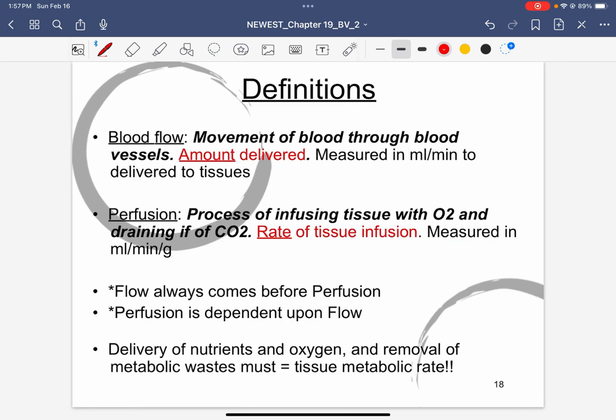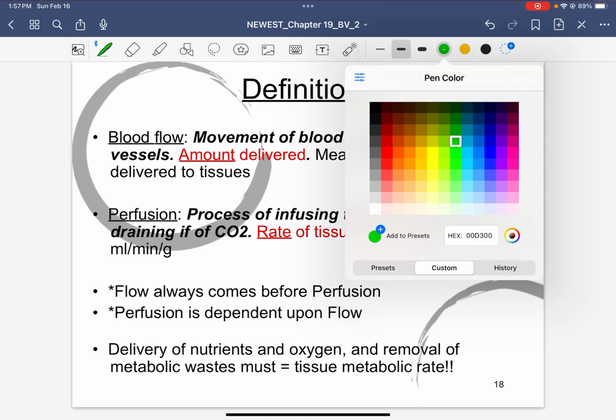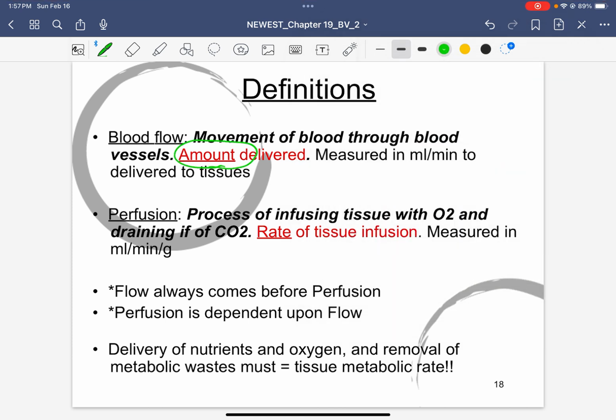Here we go. From here on, when I talk about blood flow, what I'm really talking about is the amount of blood delivered. Kind of what you would think. More blood flow to an area means there's more blood being delivered there. That makes sense. The word that might be new to you is perfusion. Perfusion really is a measure of rate, and it's rate of tissue infusion. What that means is exchange at capillaries.